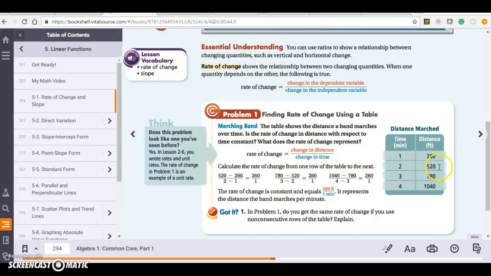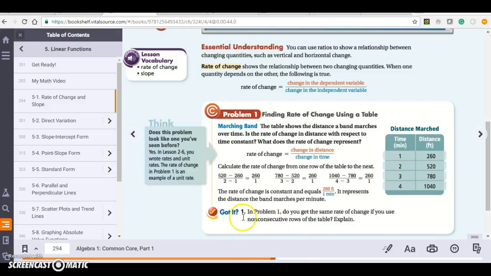So first they did, and it's the difference. So we're going to the second minus the first. So 520 minus 600 as the distance, and then the corresponding time 2 minus 1. Then the same here, 780 minus 520, and the corresponding time 3 minus 2. And then 1040 and 780, and the corresponding time 4 minus 3. And each time we got the rate of change is 260. So 260 feet per minute. This represents the distance the band marches per minute.